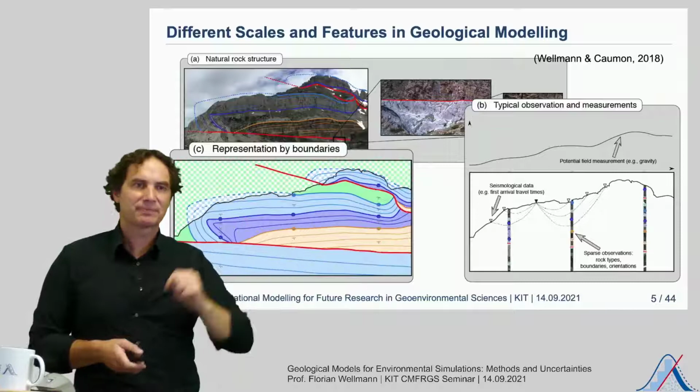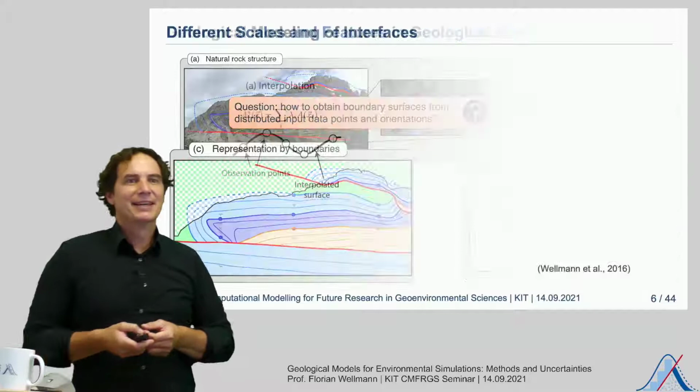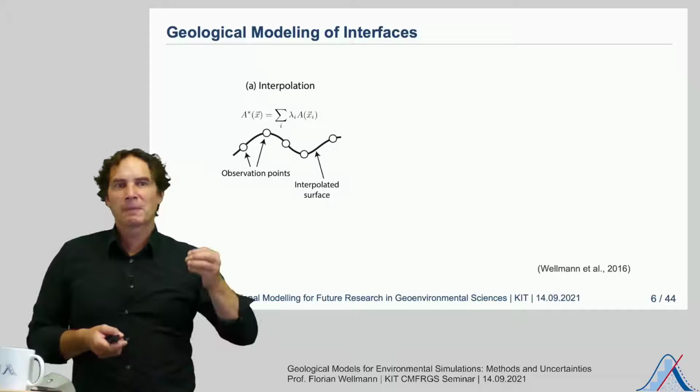So the question is now, how do we obtain these boundary surfaces from distributed input data and orientations? And this is, of course, where the challenge then really starts. Let's look at different types of modeling methods before we delve a bit more into detail. We have a bit of a range of options here now.